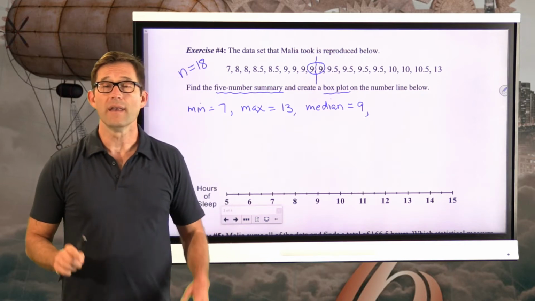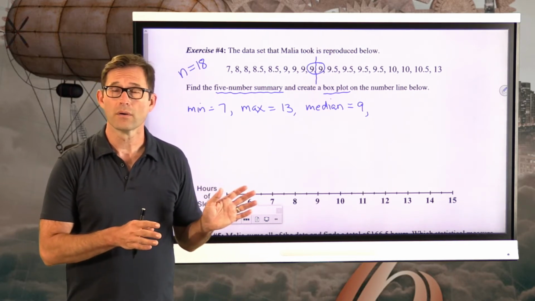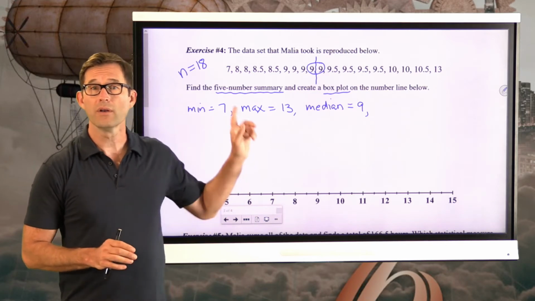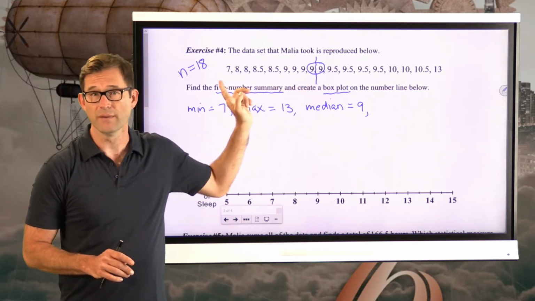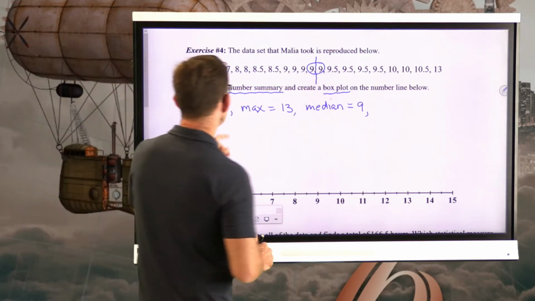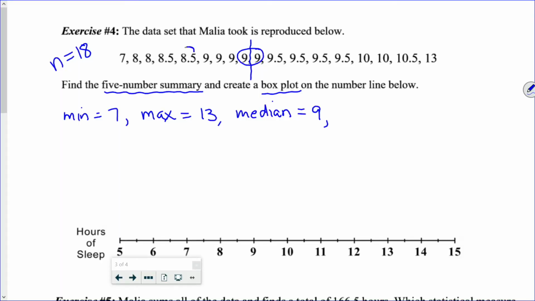Now, keep in mind, if we're trying to find the lower quartile or the first quartile, what we're going to do is look at this lower set of 9 data points. Sorry about all these 9s. Of these 9 data points, we're going to find the 1, 2, 3, 4, 5, the 5th one, right? So that's going to be our Q1, our first quartile, is going to be 8.5. Then we're going to do the same up here, 1, 2, 3, 4, 5. Right, our Q3 is going to be 9.5, and there's our 5-number summary, right?